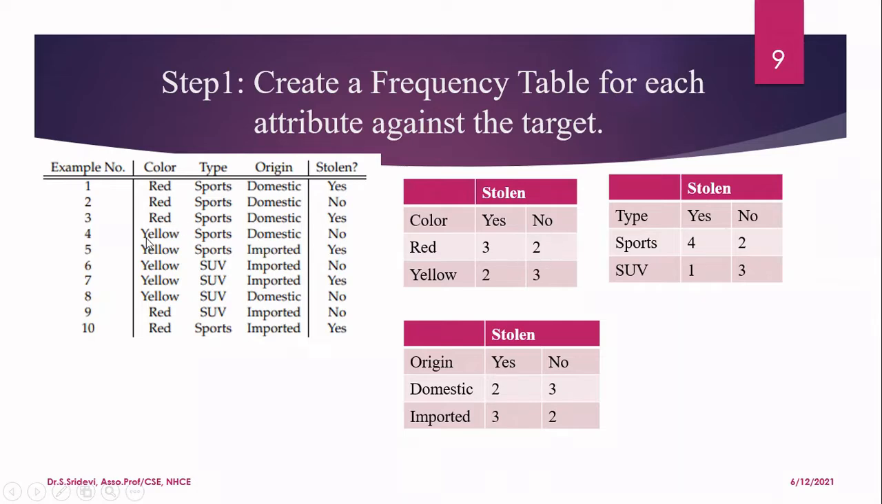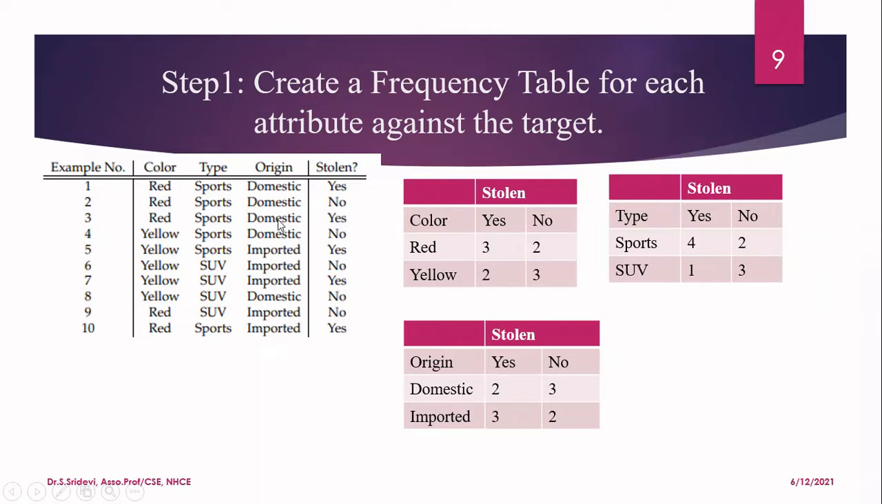Now, similarly, for the next color, you calculate. Now the next color is yellow. Again, in yellow, we have totally 5 instances. In that, in instance number 5 and 7, I have yes. So I am writing yellow: when the color is yellow, stolen is yes for 2 instances. Next, when color is yellow, in instance number 4, 6, and then 8, I have no. So I am writing when color is yellow, stolen is equal to no in 3 instances. So we have derived the frequency table only for the color column.